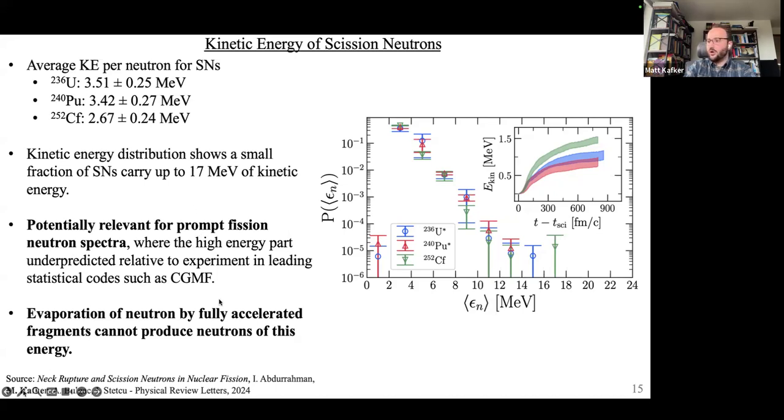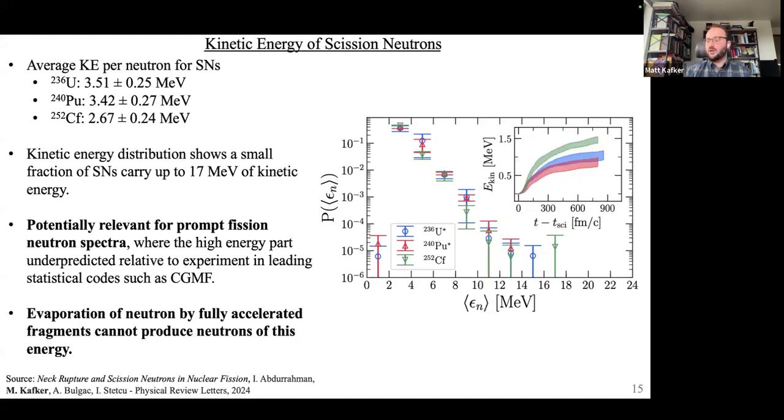And this is another point where I want to connect with some of the other codes that people use in the community. This high energy tail, small number of neutrons which may be emitted with high kinetic energy, might be relevant for the spectrum of all neutrons which are emitted. So one of the leading codes that is used to calculate what you expect to see in neutron emission from fission is this code called CGMF.